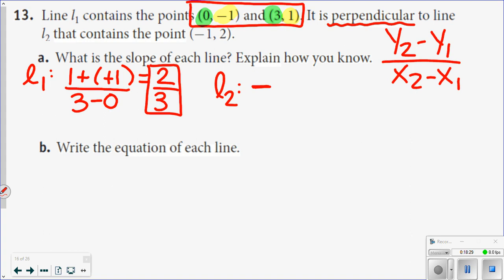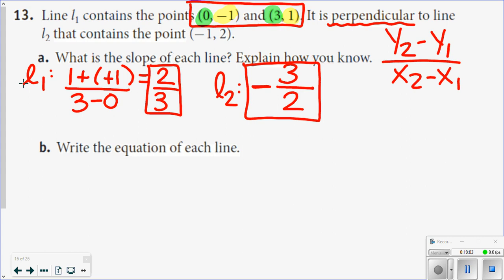And they have to be reciprocals, so we need to flip the fraction. So let's flip it. 3 is now in the numerator, 2 is in the denominator. One moves upstairs, the other one moves downstairs. They're changing places. Does that make sense? So this is the slope of line 2. All right?